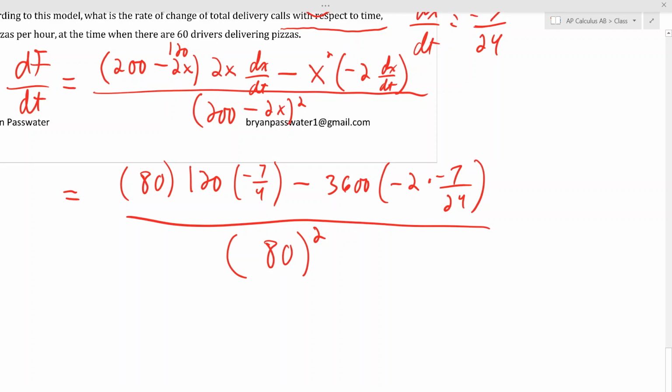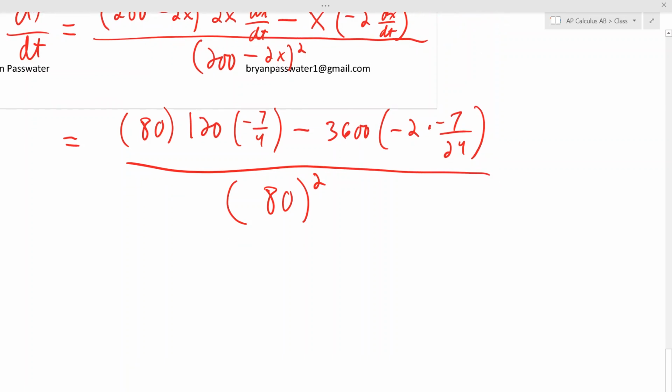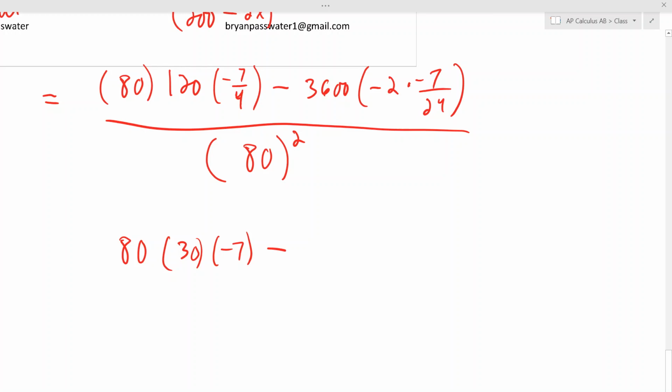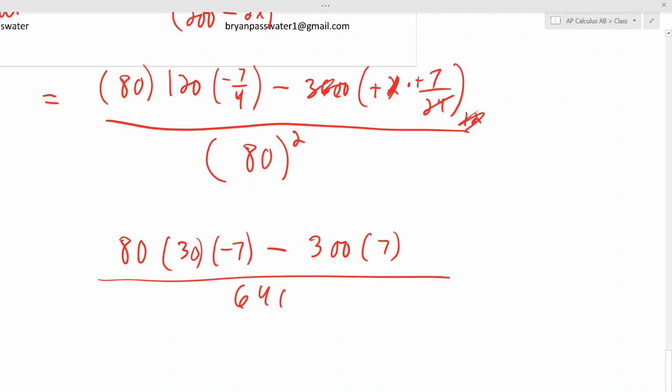And you can simplify that down with a calculator if you want. We can simplify this down a little, it's going to bother me. This is 7/4 here, right? So the 4 and the 120 make a 30, so it's really 80 times 30 times -7, minus, again, you can drop this to a calculator. We don't really need to do all this work. This 2 is going to first off make these both positive, right? It's going to make this a 12, but then there's also a 3600 over there. So the 12 and the 3600 are going to cancel out to a 300. So that's just 300 times 7, and that's all over 6400.